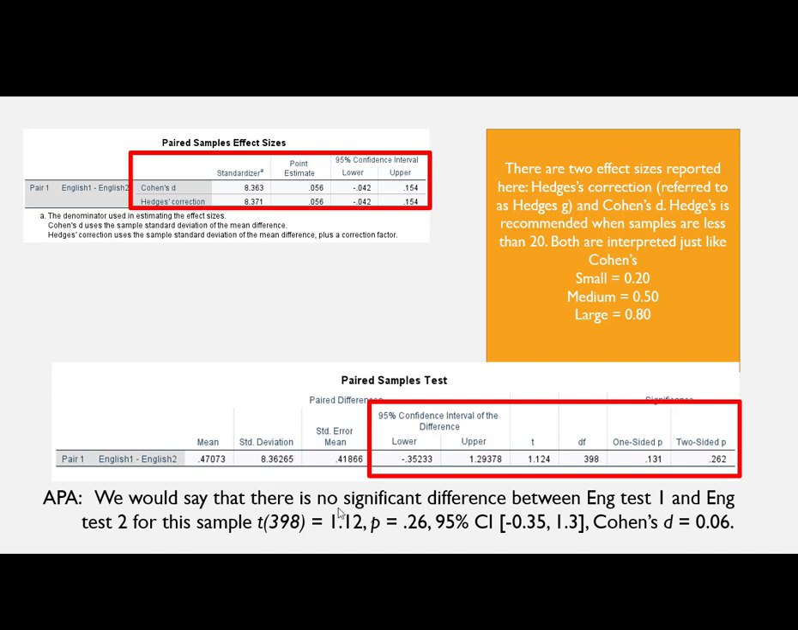We would say that there is no significant difference between English Test 1 and English Test 2 for this sample. t of 398 is equal to 1.12 rather. Degrees of freedom, 398 goes here. Confidence intervals we get from our lower and upper limits here. And then our Cohen's d is 0.06 from up here. And we're going to report the Cohen's d because we have a very large sample size.